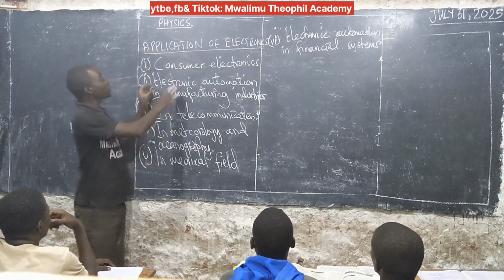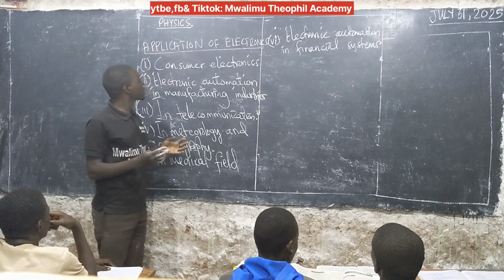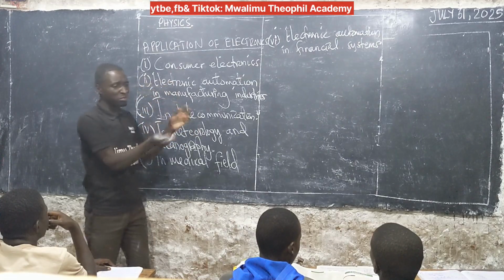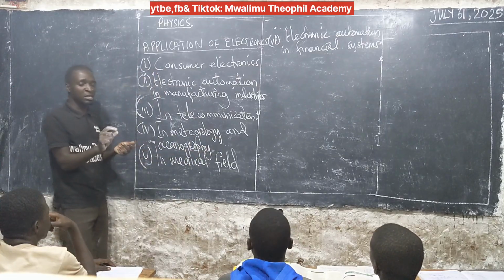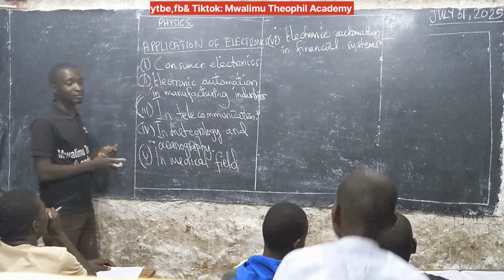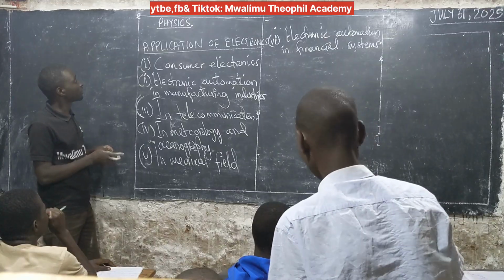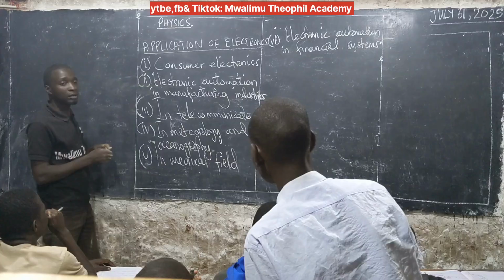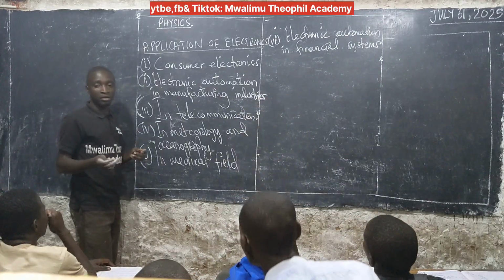Okay, now class, we have consumer electronics. Who can tell us how electronics is applied in consumer electronics, or what do we mean when we say consumer electronics? Simply, they want us to give the general meaning of consumer electronics. Consumer electronics are those materials which are used in our daily life, for example, computers, calculators, and projectors. Okay, thank you. Is there anyone to add something?